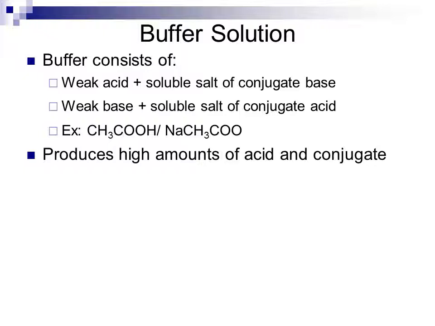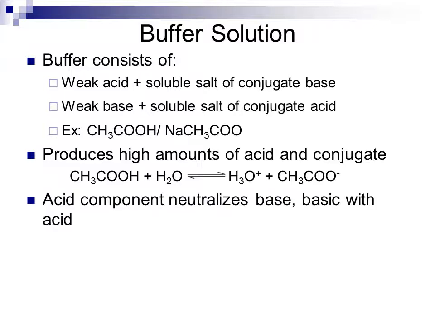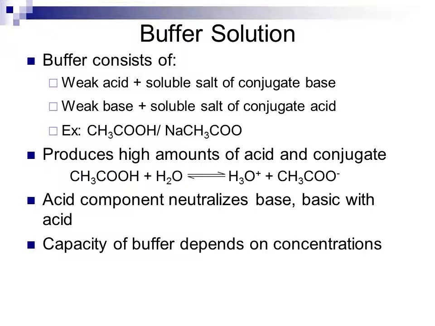It produces a high amount of both the acid and its conjugate in solution, which allows, based on the equilibrium, any acidic component to neutralize a base, or the basic component to neutralize an acid. So any addition of strong acid will be neutralized by the acetate. Any addition of strong base will be neutralized by the acetic acid. Now the capacity of the buffer, the ability that it has to react with the strong acid and strong base solutions that are added, depends upon the concentrations of the acid and its conjugate.